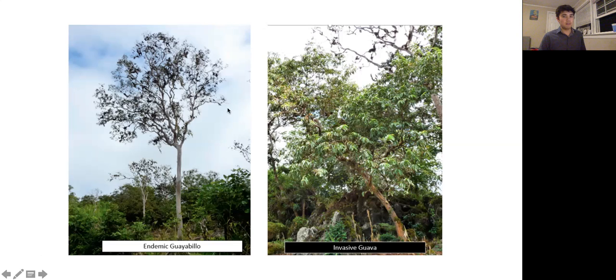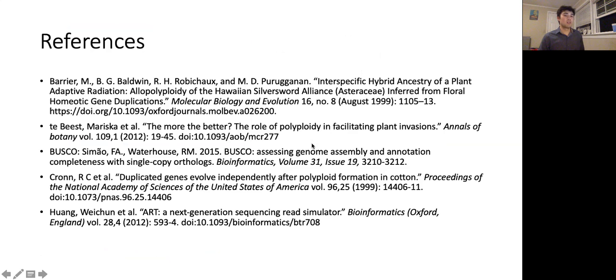Some early genomic evidence suggests that BIOL, the endemic species of guava on the islands, may be an allopolyploid, which, if true, would mean that the invasive species of guava, shown here, and BIOL are not hybridizing, which has important consequences on conserving the native species.